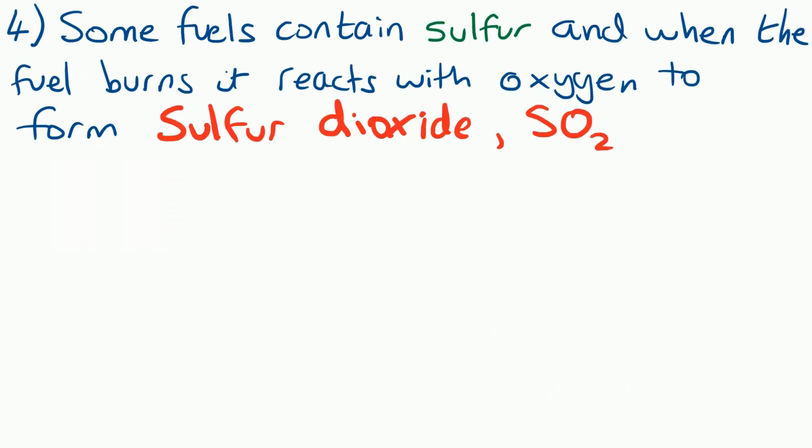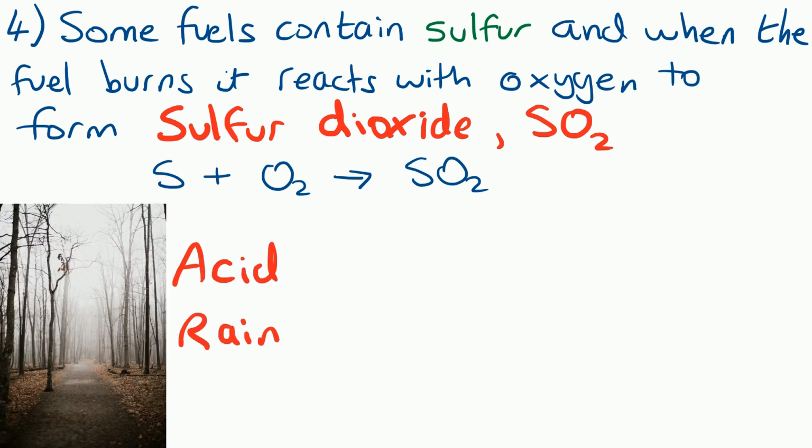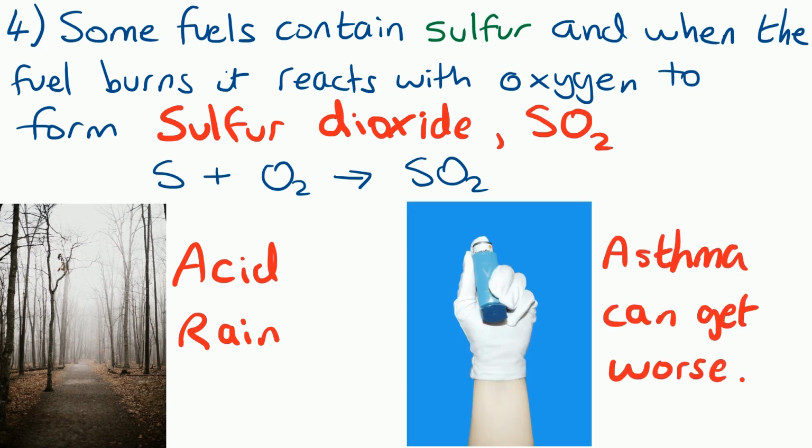Some fuels also contain sulfur, and when the fuel burns it reacts with oxygen. It's an oxidation reaction, so it will form sulfur dioxide or SO2. So here's the symbol equation for that one. And SO2 is a problem in the environment because it causes acid rain, which can damage plant life and also animals if it gets into water like lakes and rivers. And it can also make asthma worse for people that already have asthma.